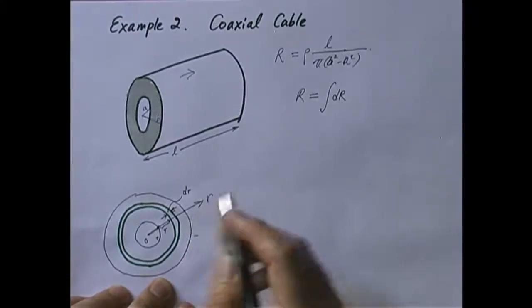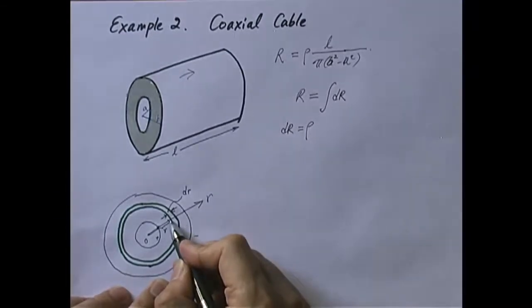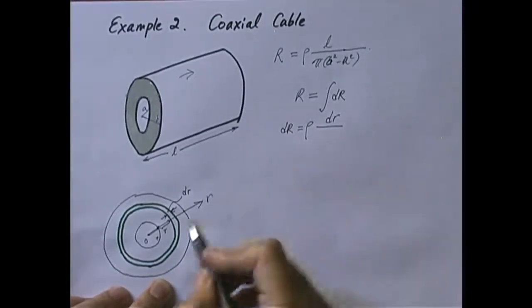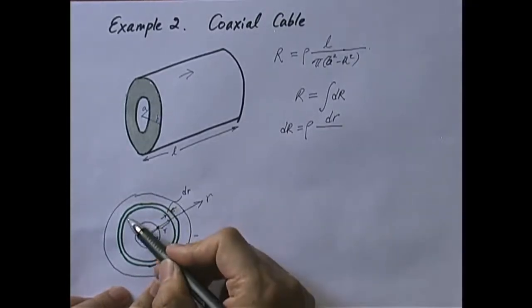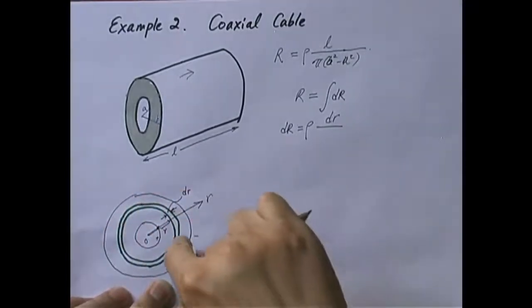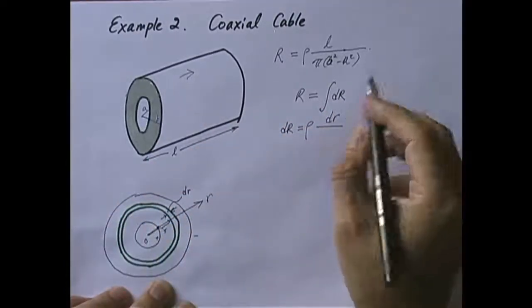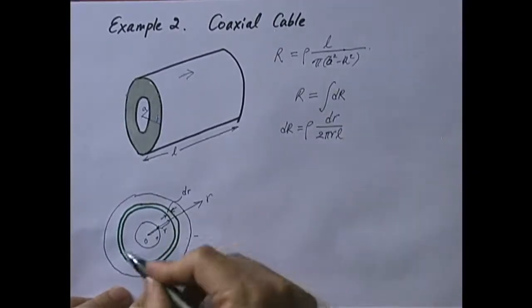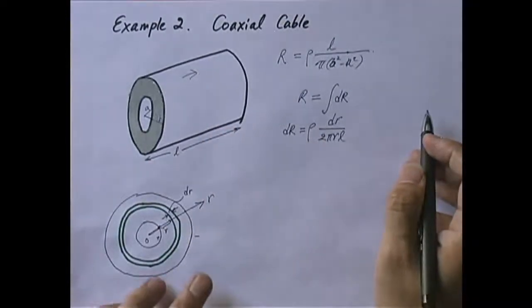dR depends on the resistivity, rho. It depends on the length of this layer from here to there. That's the direction along which the current flows, and that's just dr. It also depends on the cross-sectional area of this layer. What's the cross-sectional area? Well, it will be the circumference multiplied by the length L, that is the dimension L going into the paper. So that will be 2 pi r times L. 2 pi r is the circumference times L going into the paper.